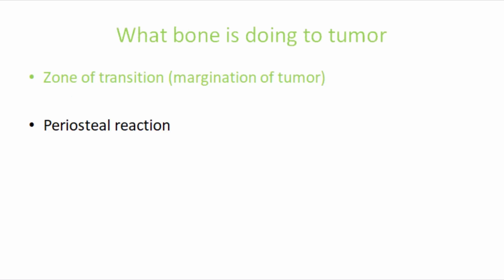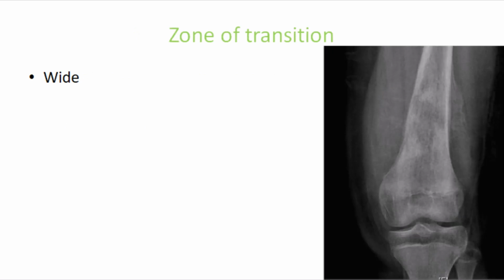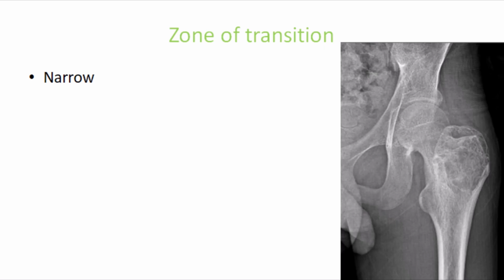Third is what the bone is doing to the tumor. Whenever there is any specific activity in the bone, normal bone will try to contain the lesion, which will lead to a zone of transition. Depending on the aggressiveness of the lesion, the zone of transition may be wide in case of malignant lesion and narrow in case of benign lesion. This can be explained in a way that in case of benign bone tumors, the rate of tumor growth is slow. So, bone is able to efficiently restrict tumor growth, which sharply demarcates the zone of transition.